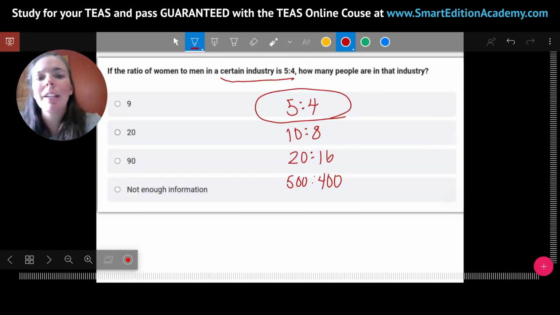For a question like this, if this is all the information they give you, there's not enough information to figure out how many people are in that industry. So I just wanted to point that out, that sometimes questions like this, they try to trick you a little bit. You wouldn't be able to know how many people are in the industry just based off of what you were given.